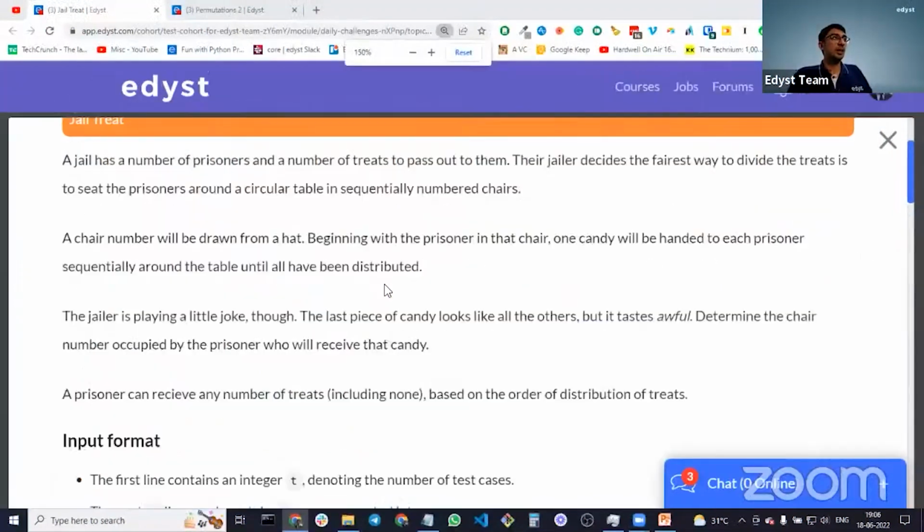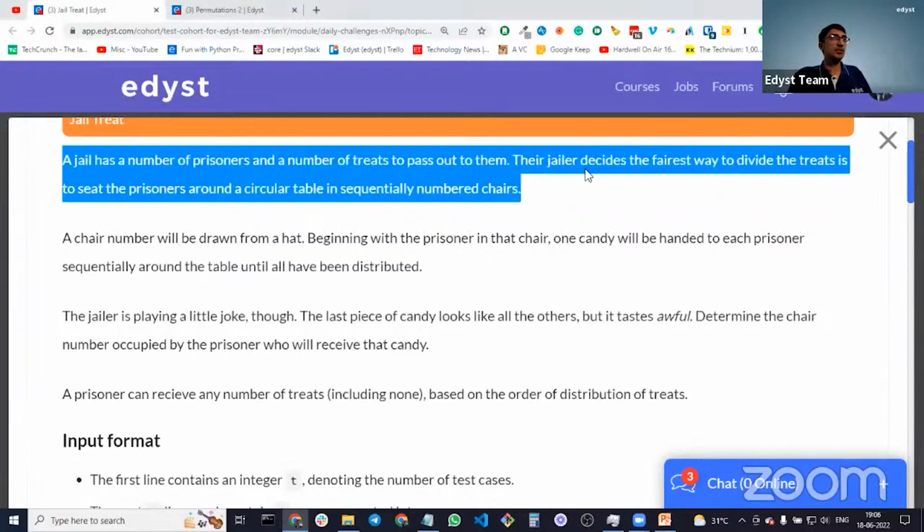So a jail has a certain number of prisoners and a number of treats to pass out to them. I hope everybody can see my screen. Yeah, I think everybody can. Anyway, so a jail has a number of prisoners and a number of treats to pass out to them.